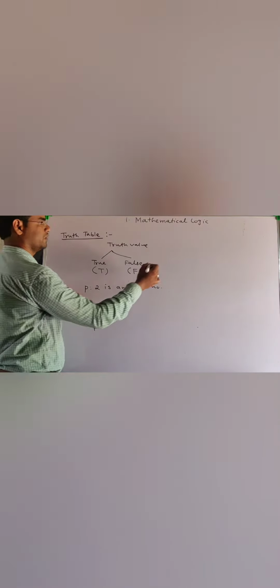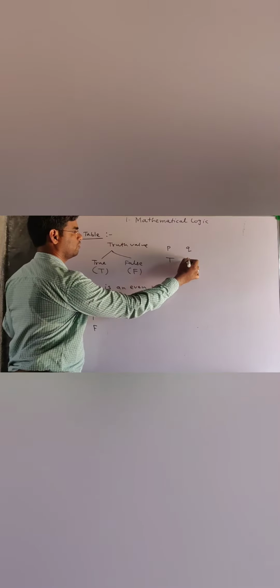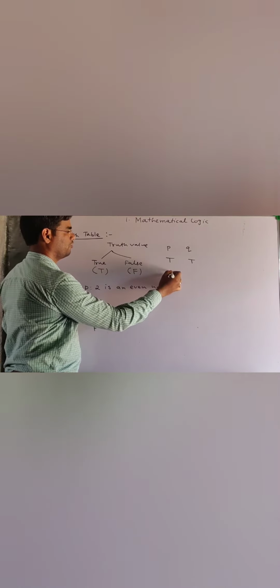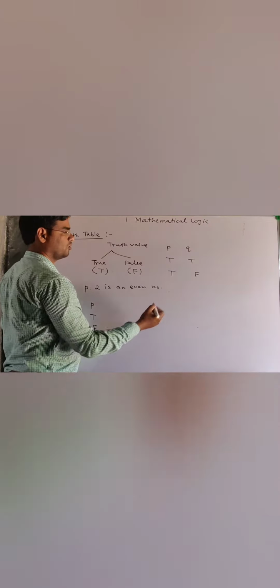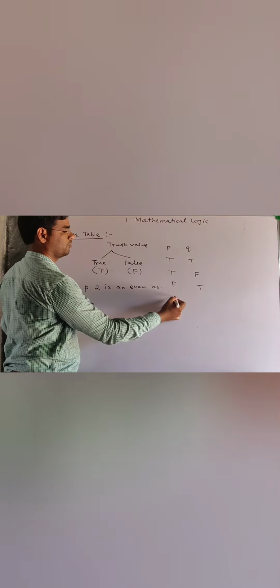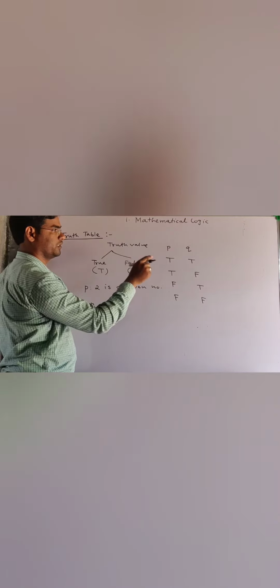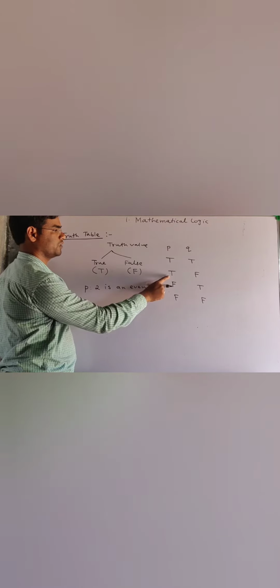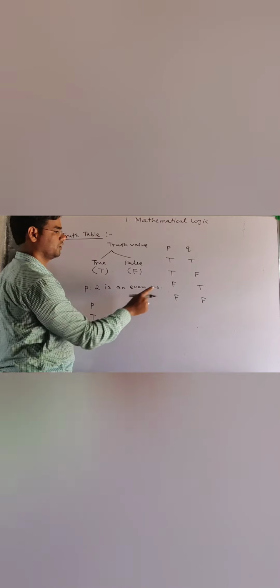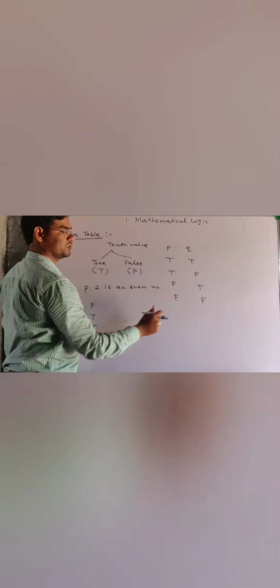But if you have two statements, suppose P and Q, then what are the possibilities? Either both the statements are true, or first true and second false, or first false and second true, or both the statements are false. So these are the total possibilities of truth values for two statements.